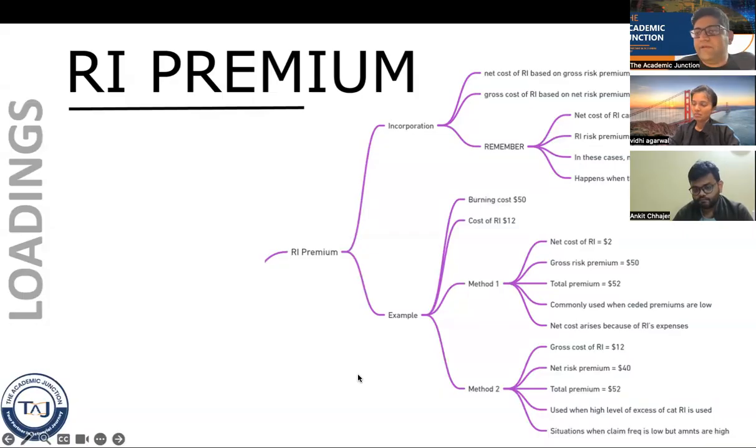So this is RI premium. More often than not, this is not tested per se. The specific cases of how you load RI premiums don't get tested as much as you'd expect. It's not a very important point, but it's something you should know. If somebody suddenly asks you a 1 marker, you'll be able to answer it. So just remember these points and don't spend more than 5 minutes when you're revising on this topic.